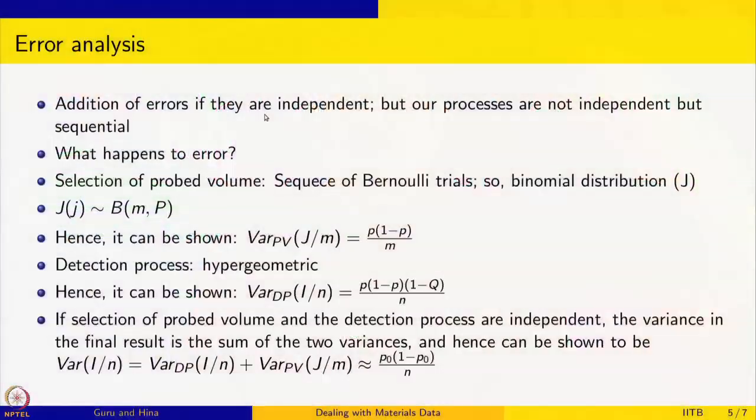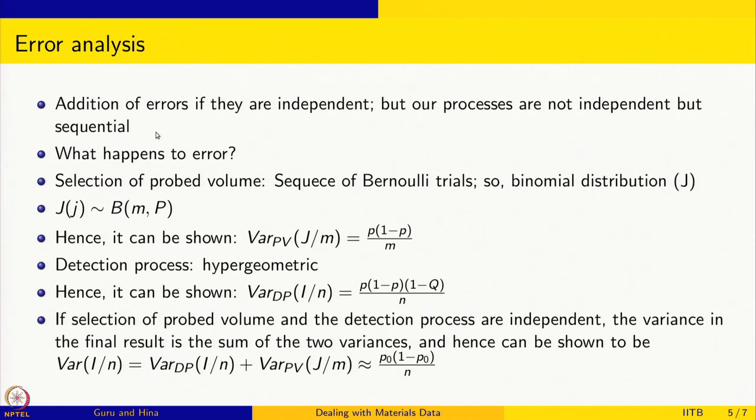From Danov's paper, you understand that this was done before they wrote their paper and tried to correct this. They said, look, this is not an independent process, so it is wrong to add them. So, let us do the proper analysis. And what is the proper analysis? Because the processes are not independent, the addition of errors is not correct.